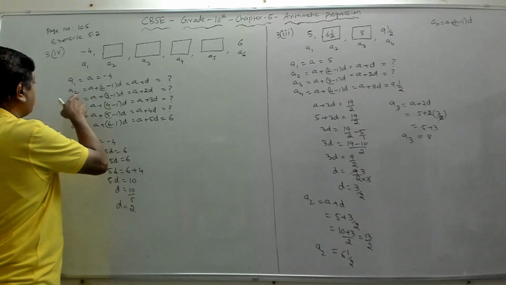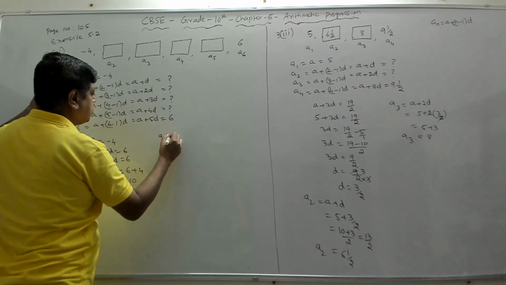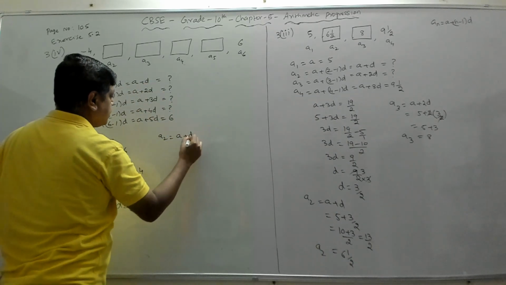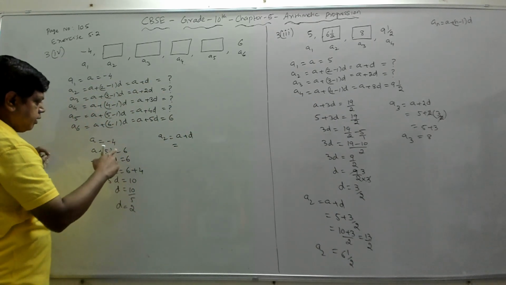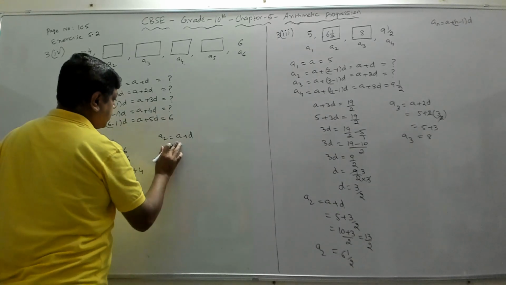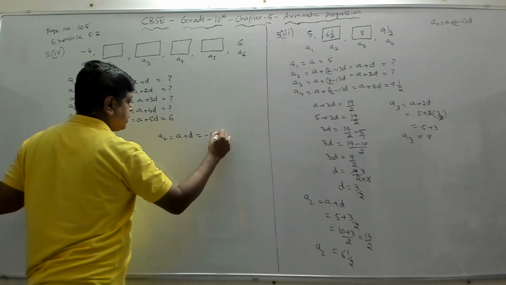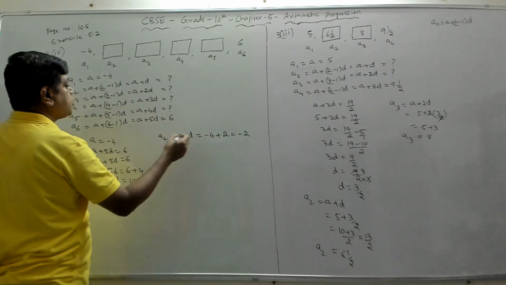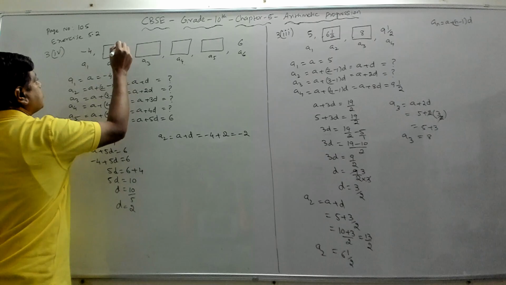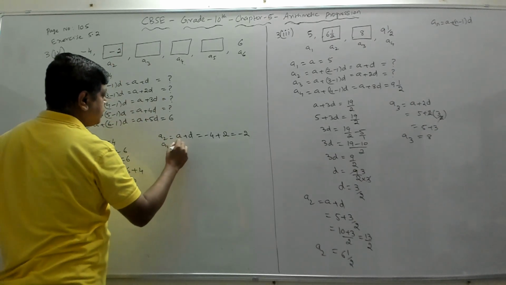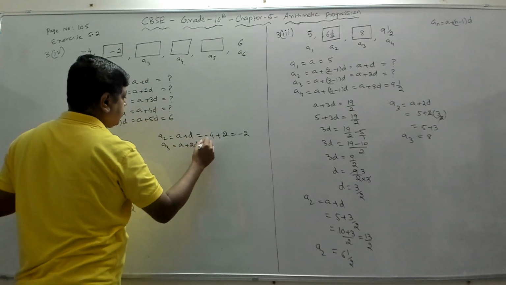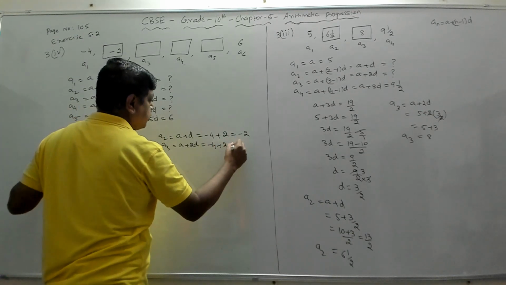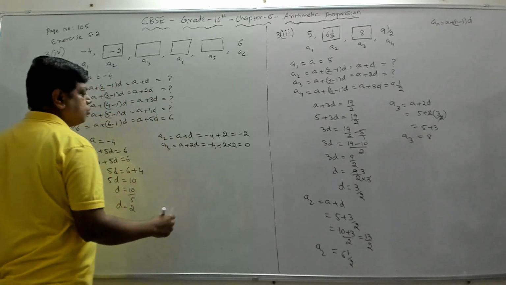Now let's find A2. What is A2? A2, which is this box, is A plus D. And what is A? A is minus 4. I can even write it here. A is minus 4 plus D is 2, which is minus 4 plus 2. So this becomes minus 2. So A3 is A plus 2D, right? That is minus 4 plus 2 into 2. D is 2, so that is 0.